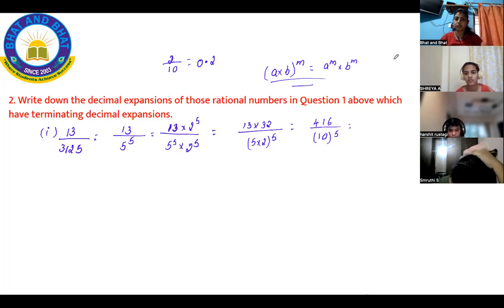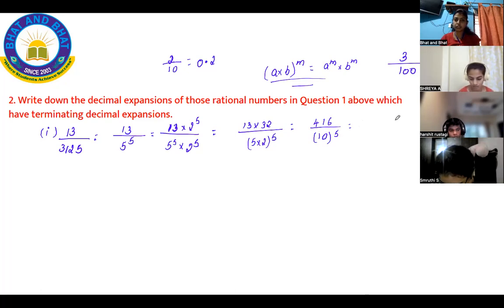Suppose, for example, one more example I'll take: 3 divided by 100. Then what do we do? We write the numerator as it is. How many zeros are there? 2 zeros are there, correct? And we have only 1 digit in the numerator. So not to the right side, we have to put a 0 to the left side. So 2 digits you got. Put a decimal point and 0. Understood this?